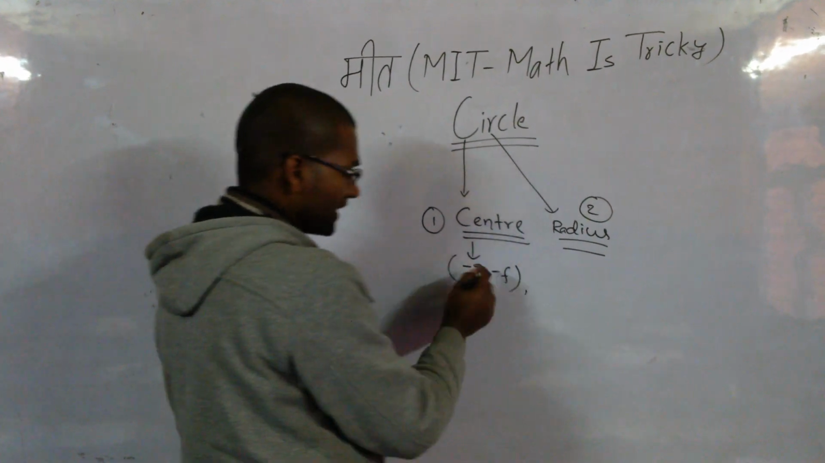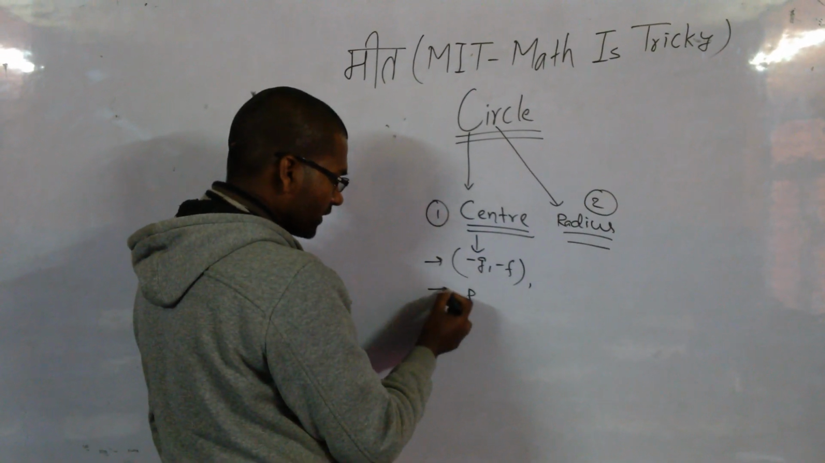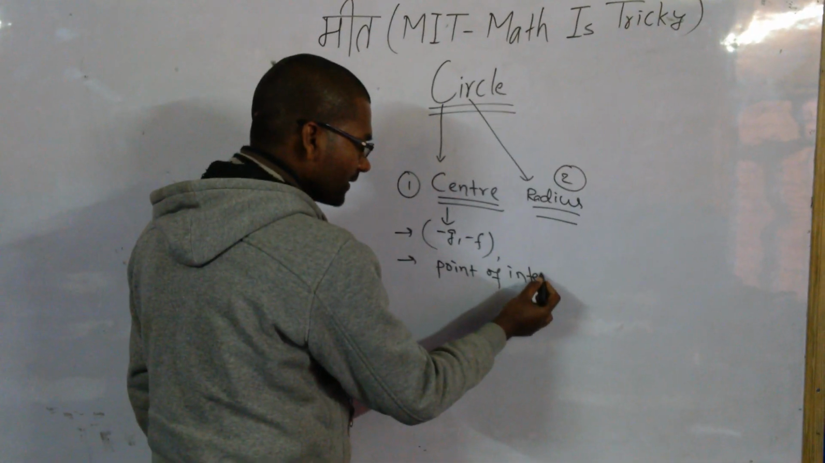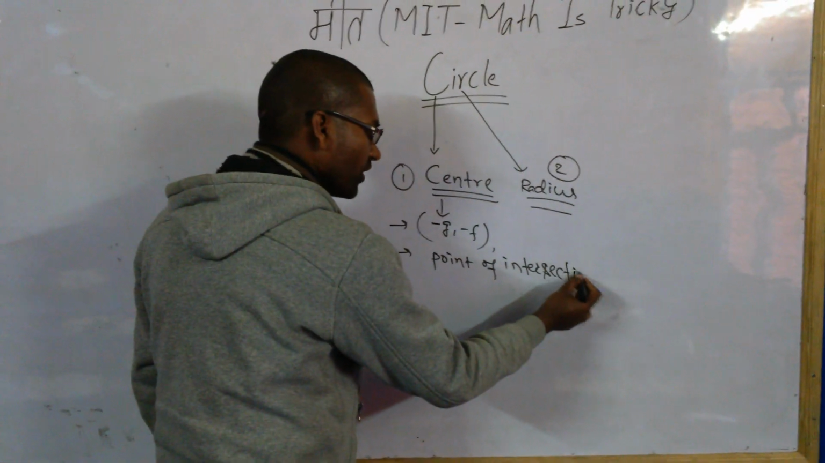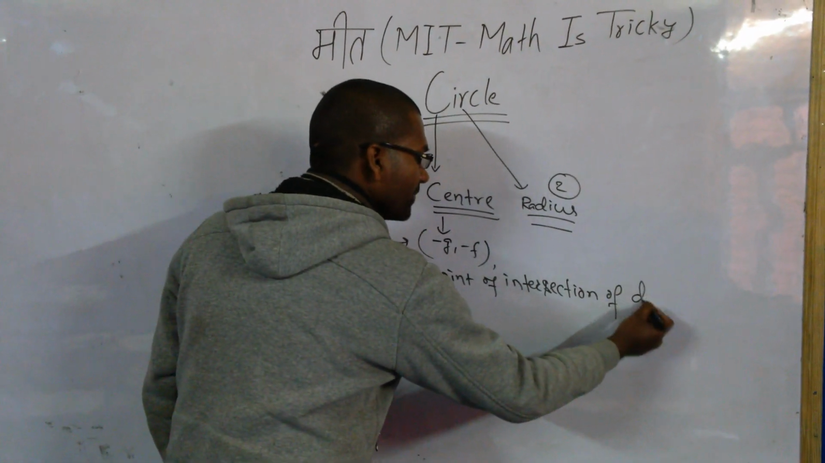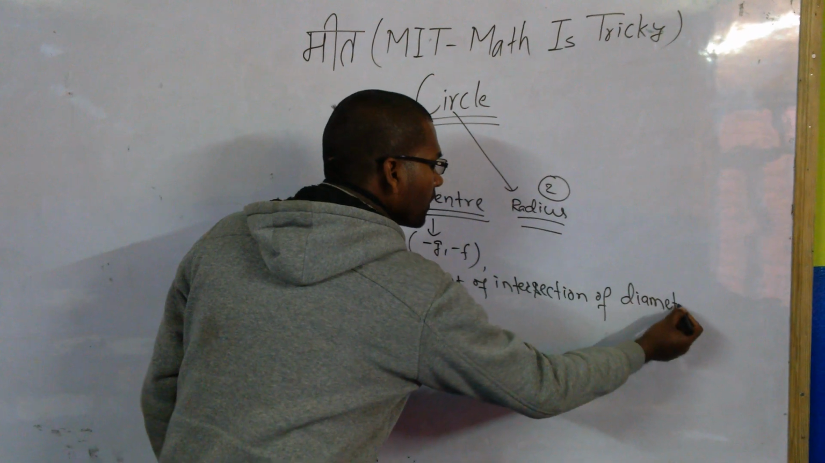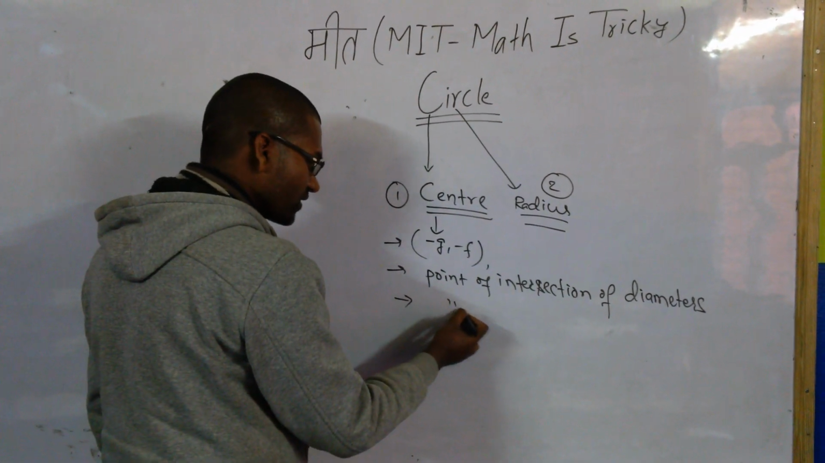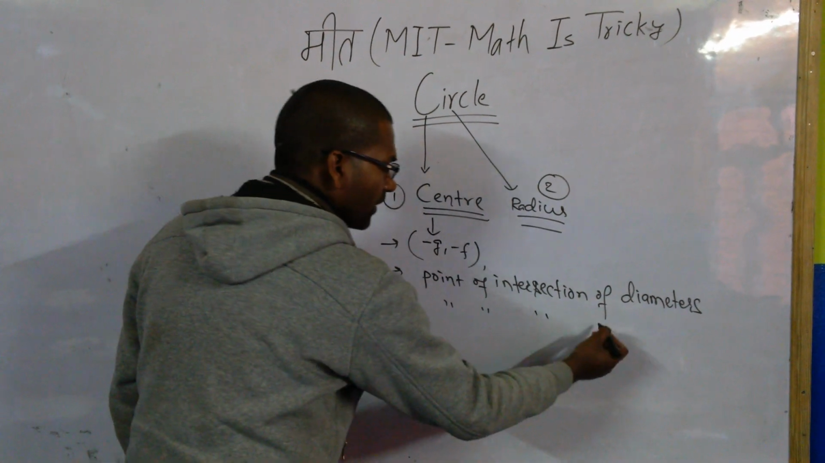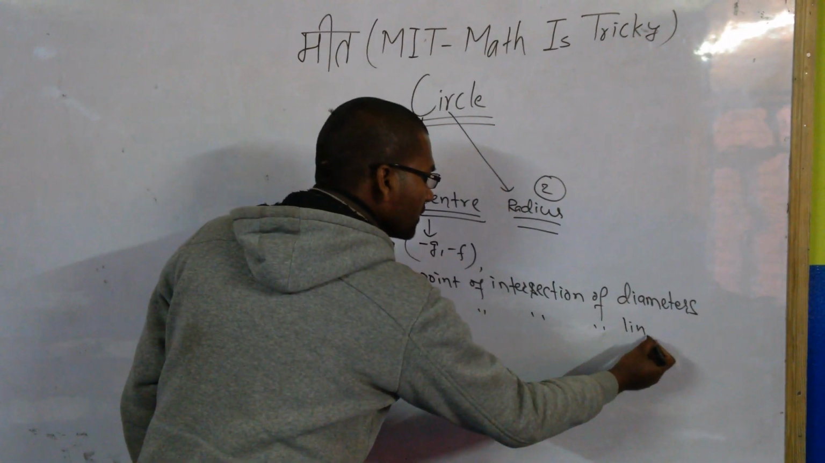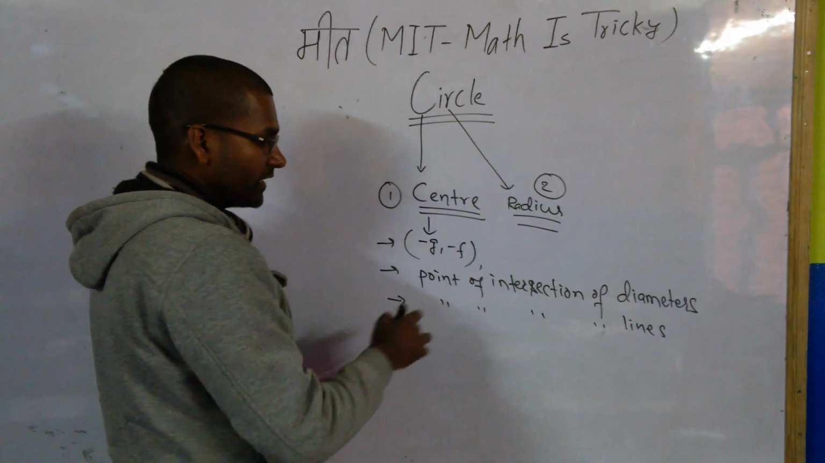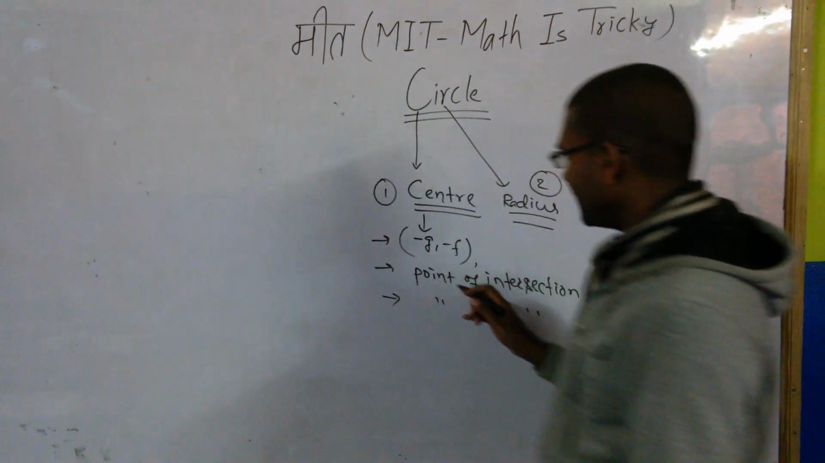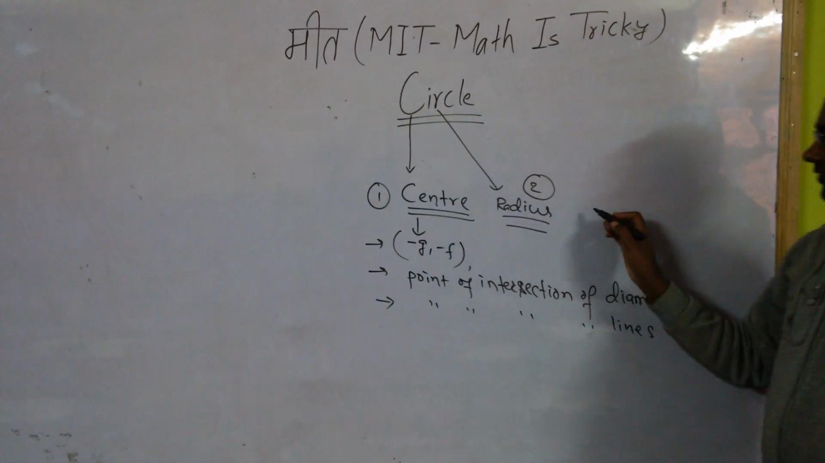Sometimes this center is the point of intersection of diameters. Next, sometimes the point of intersection of lines may be given, two lines may be given. That will be considered as the center. Similarly, after getting the center, we need to find the radius.